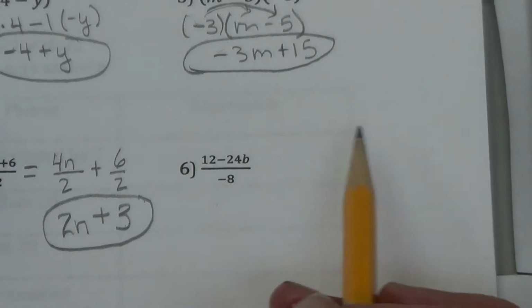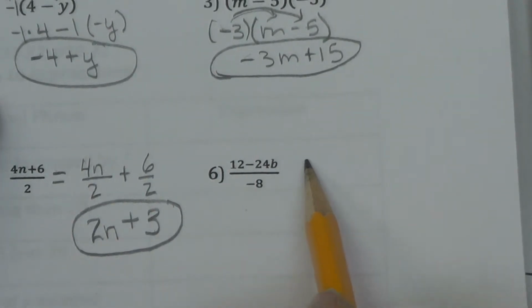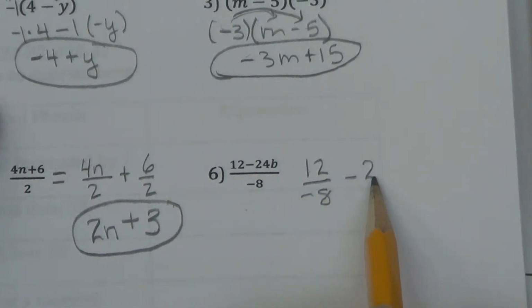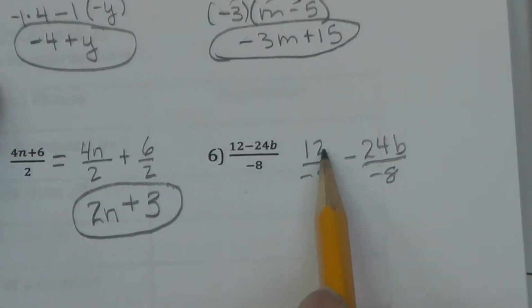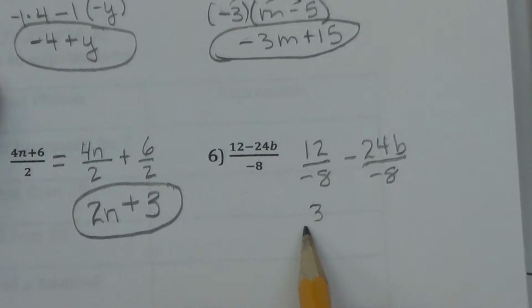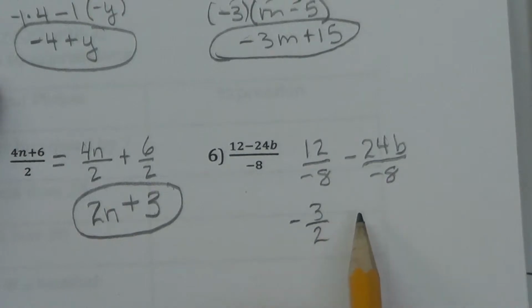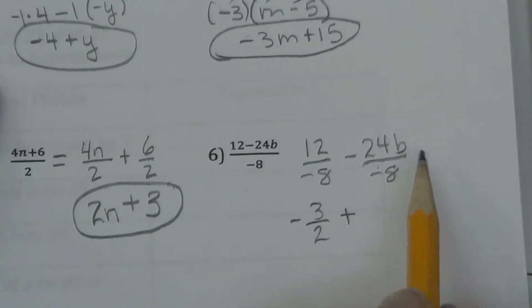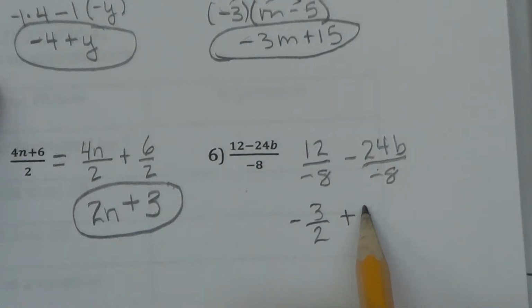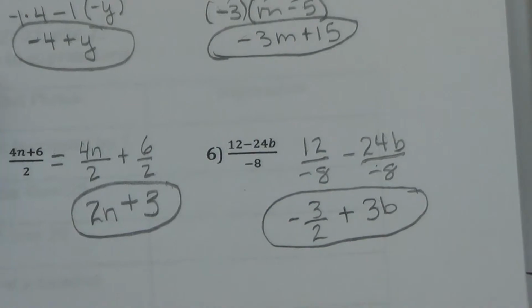In this one, we have 12 over -8 minus 24b over -8. 4 would go into both 12 and 8, so we reduce that to 3 over 2, leave the negative out front. 2 negatives make a positive, so that becomes plus. And then we have 8 goes into 24 3 times, and there's still a b.